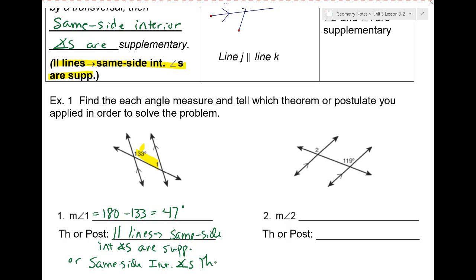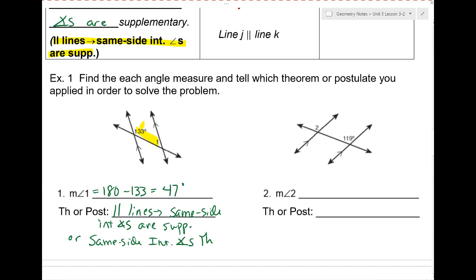All right, guys, let's look at example 2 right here. What's so special about the two lines again? They're parallel. So if we're parallel, we know our properties are going to be true here. So what do we know about angle 2 and the 119 degree angle? They're the same. They're the same because they're what? All right, great. So what's the measure of angle 2?